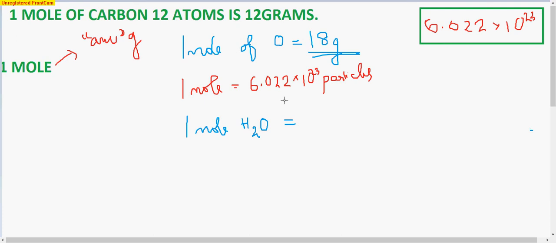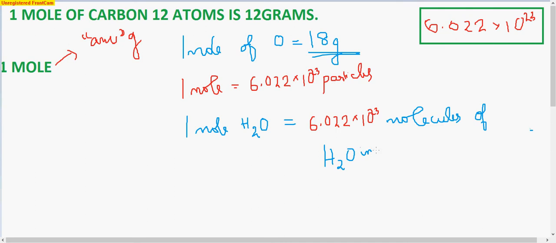it means that you will have 6.022 into 10 raised to 23 molecules of H2O in it. It's quite hard, right? Such a big number. Now that is the idea of mole concept.